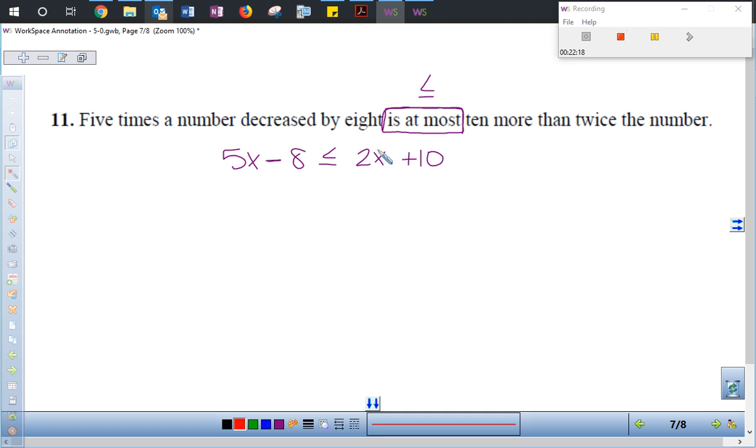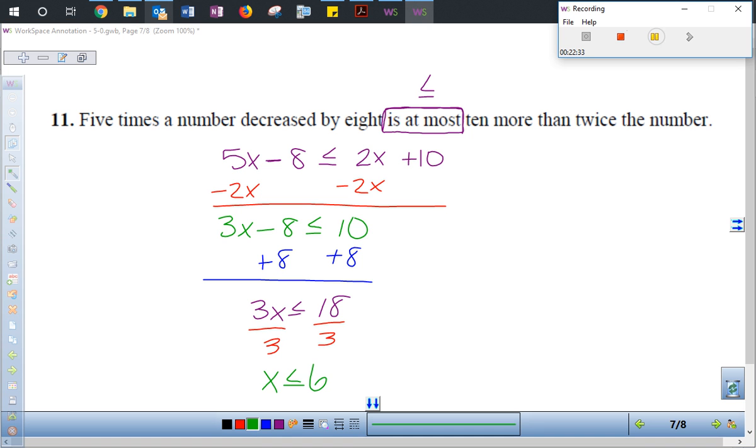Now we need to get all of our variables onto the left side and all of our constants onto the right. So go ahead and pause the video and solve this inequality. So hopefully you subtracted 2x from each side and got 3x minus 8 is less than or equal to 10. Added 8 to each side and get 3x is less than or equal to 18. Divide each side by 3 and x is less than or equal to 6.